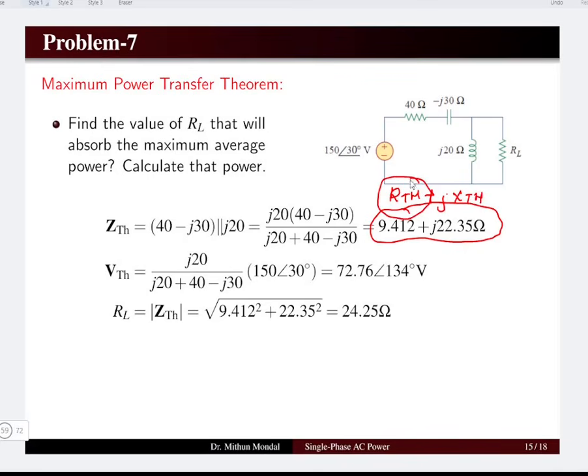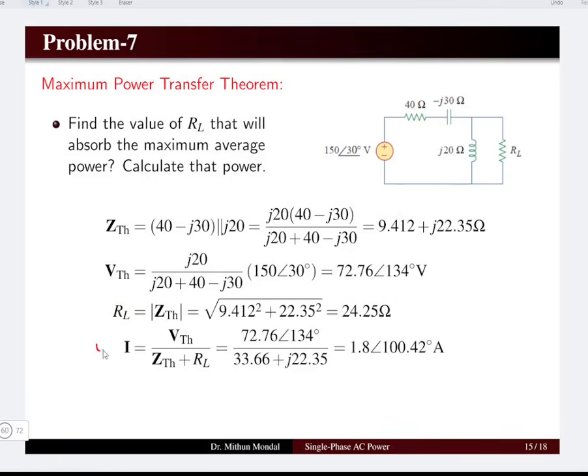So the real part is 9.412 and the imaginary part is 22.35. The resistance of the load has to be equal to the magnitude of the Thevenin impedance, which comes to 24.25 ohms, because it is the square root of the real part squared plus the imaginary part squared, which is 25.25 as the Thevenin impedance. And in accordance with the maximum power transfer theorem, the load impedance has to be equal to the Thevenin magnitude.